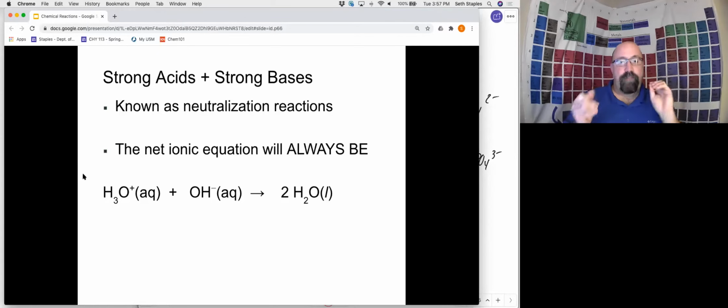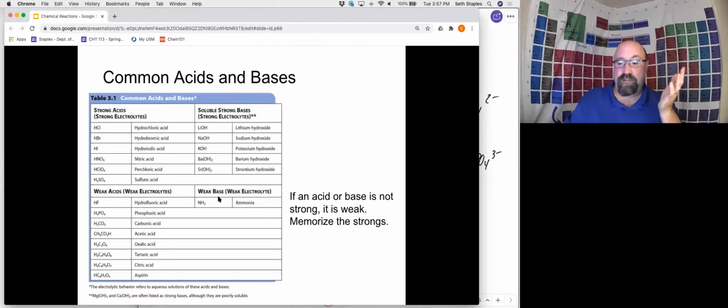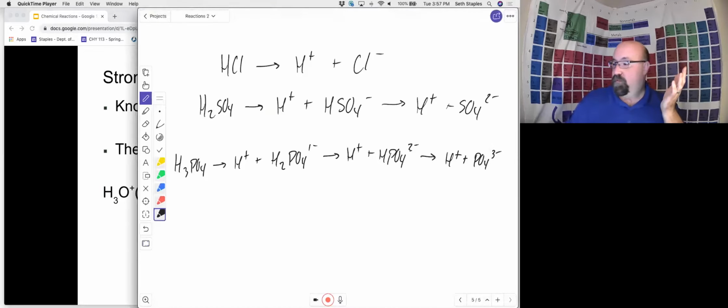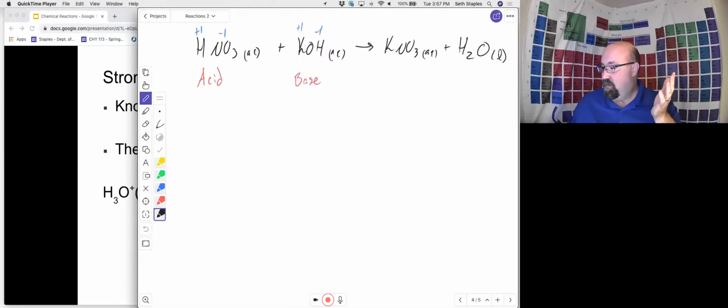Now, let's go back to an actual equation for acids and bases. When a strong acid mixes with a strong base, we call that a neutralization reaction. The net ionic equation will always be this. Always, always, always. That's the same net ionic equation that we looked at a couple minutes ago. So it's our equation that we saw right here. So let's take a look at that equation and write it out as a net ionic equation.